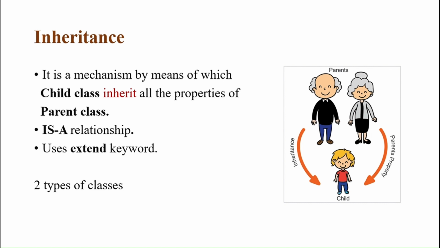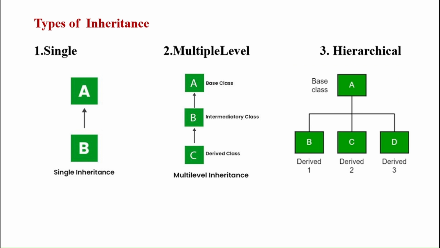Now there are certain types of inheritance. Let's study single inheritance first. A single inheritance is a type of inheritance in which there is only one parent class and only one child class. Here A is the parent class while B is the child class. B is accessing all the properties of the parent class. The syntax is simple: we define class A and class B extends class A, so that class B inherits all the properties of class A.